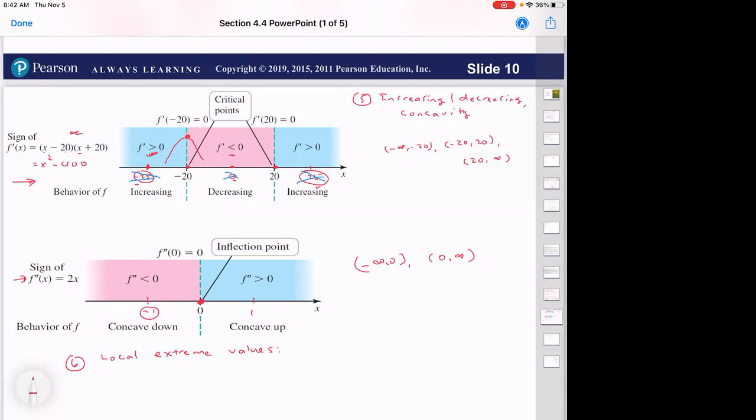Similarly, look at 20. On the left side of 20, the function is decreasing. On the right side of 20, it's increasing. So it should be something like this. So we have a local minimum there. Do you all agree with me? Do you understand that?